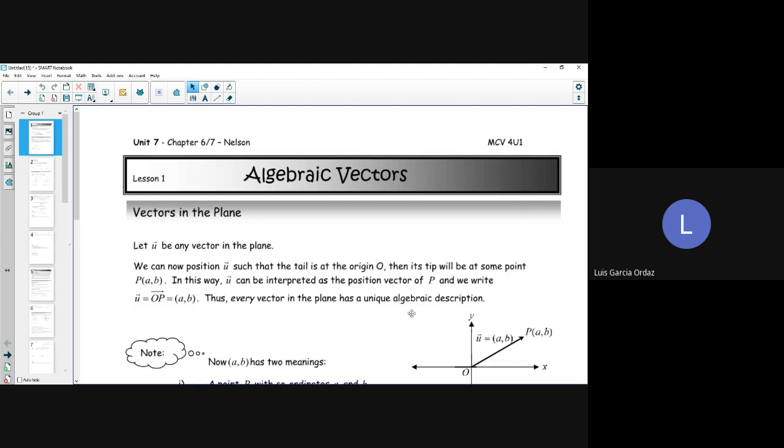Let u be any vector on the plane. We can position vector u such that the tail is at the origin, so at 0, 0, and its tip will be at some point A, B. In this way, vector u can be interpreted as the position vector of P, and we can rewrite vector u as equal to vector OP at the point AB. Thus, every vector in the plane has a unique algebraic description.